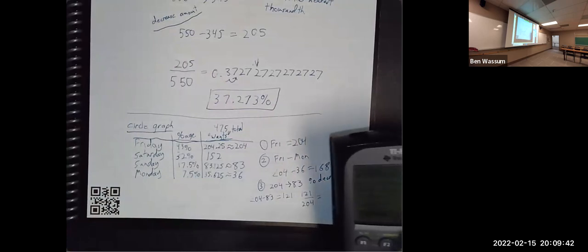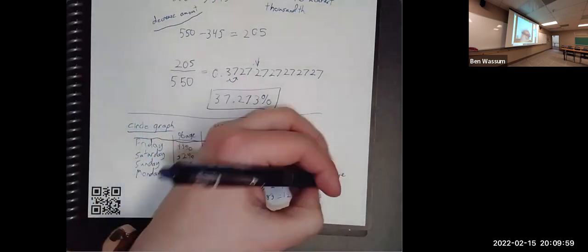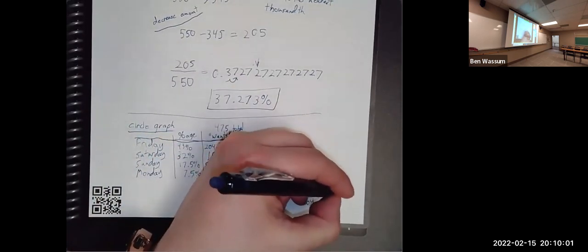So in this case, I get 0.593137, and so on. I'm going to just round it to the nearest tenth. So when I move this over, it's going to be 59.3. So 59.3%.